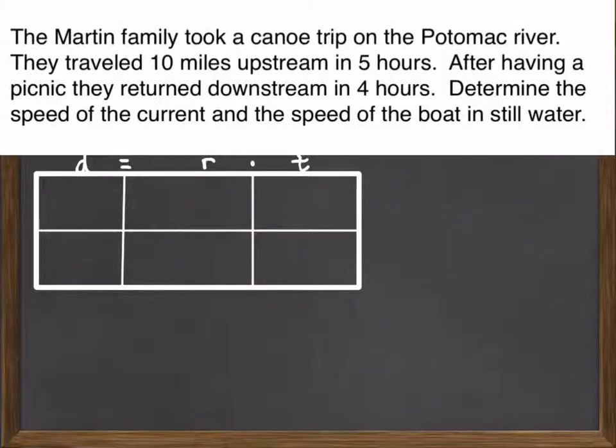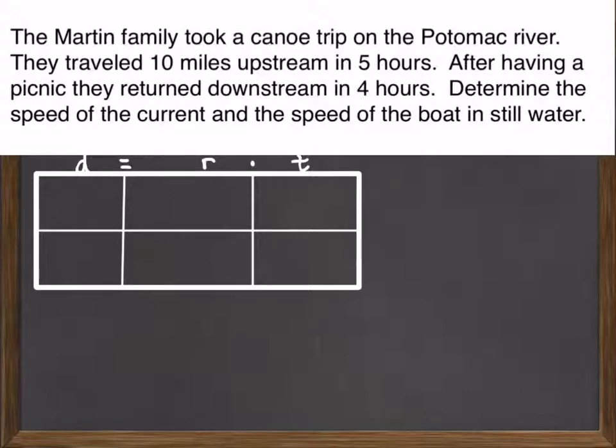Okay, this is another distance problem. It's a little bit different than the last one where you had a lot of unknown information. In this problem, we're told the Martin family took a canoe trip on the river. They traveled 10 miles upstream in 5 hours. After having a picnic, they returned downstream in 4 hours. Determine the speed of the current, the speed of the boat in still water.